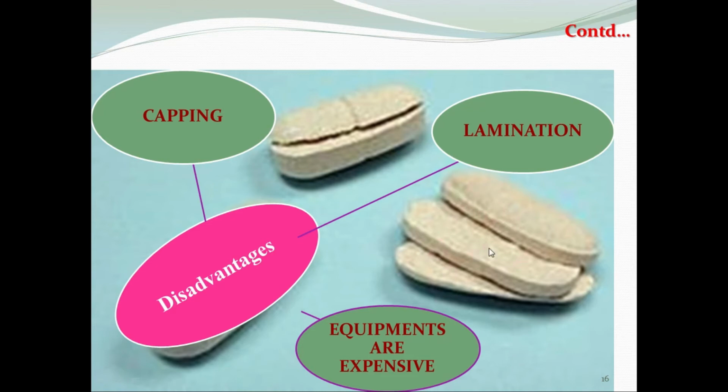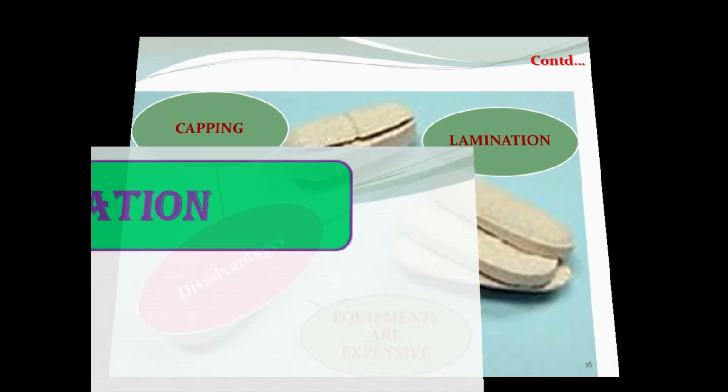These are the two basic and important disadvantages of our dry methods. Generally capping and lamination are frequent in the dry methods. And secondly, the equipments are very expensive. Whatever equipments we are using for dry granulation, that is the chilsonator and hammer mill, are highly expensive equipments. That is the disadvantage of dry techniques of granulation.